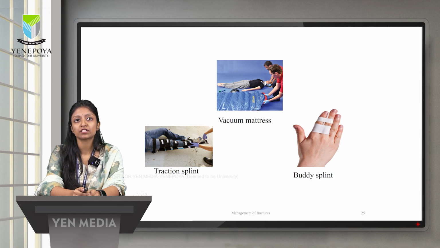The next one is a traction splint. A traction splint provides relief for midshaft femur fractures. It is good because it provides constant stretching to the muscle, which relieves muscle spasms to some extent. Then there is buddy splinting. Buddy splinting is done when there is a single finger fracture or finger dislocation. So the adjacent finger is also splinted along with it so that movement can be restricted to the maximum.